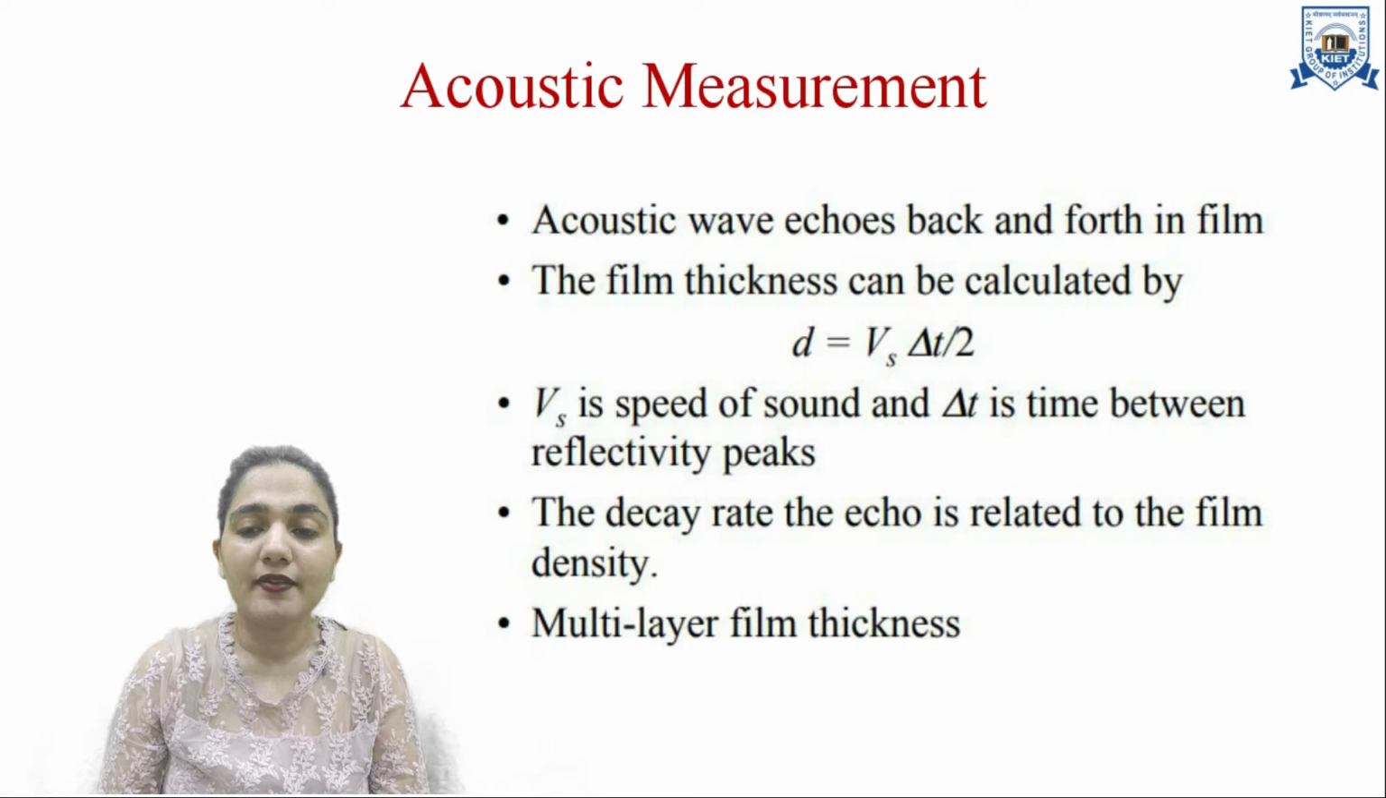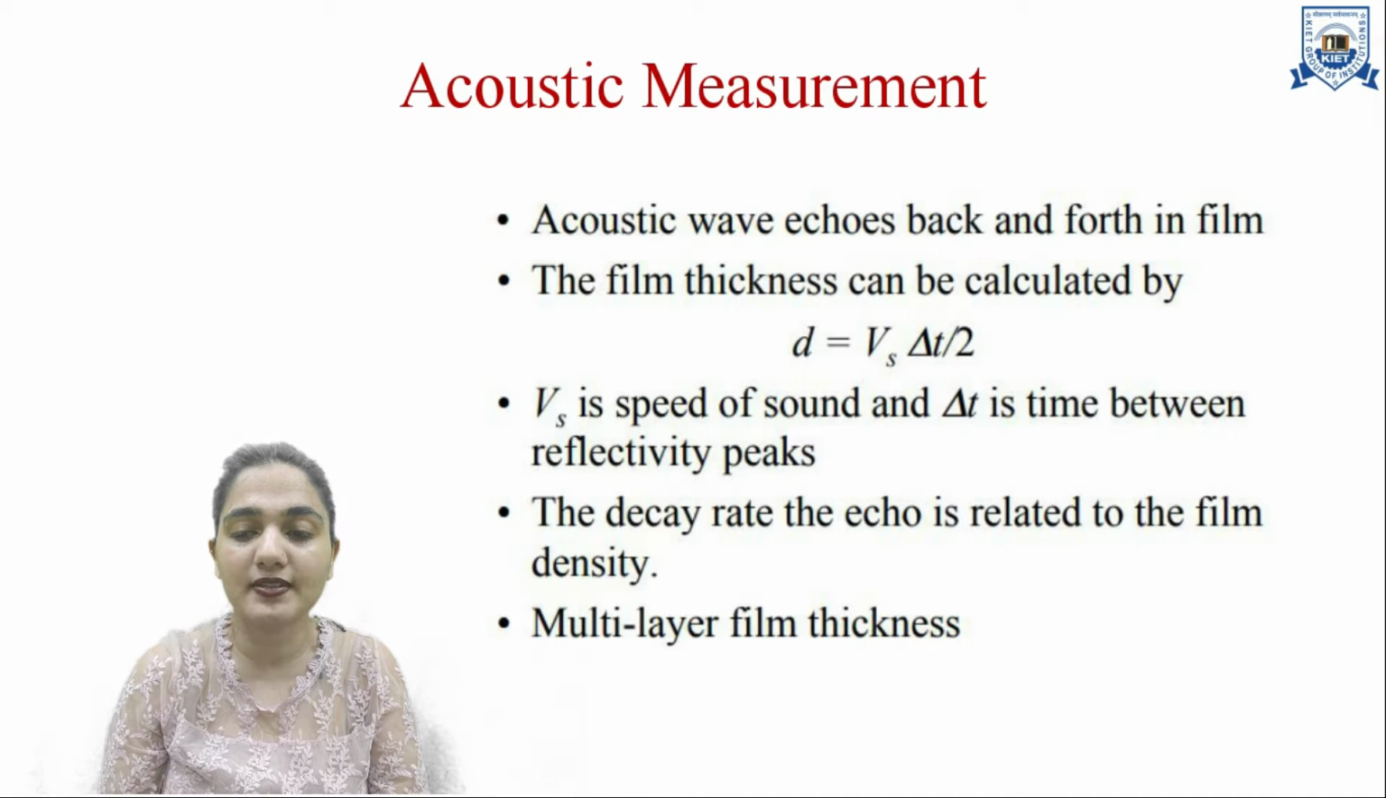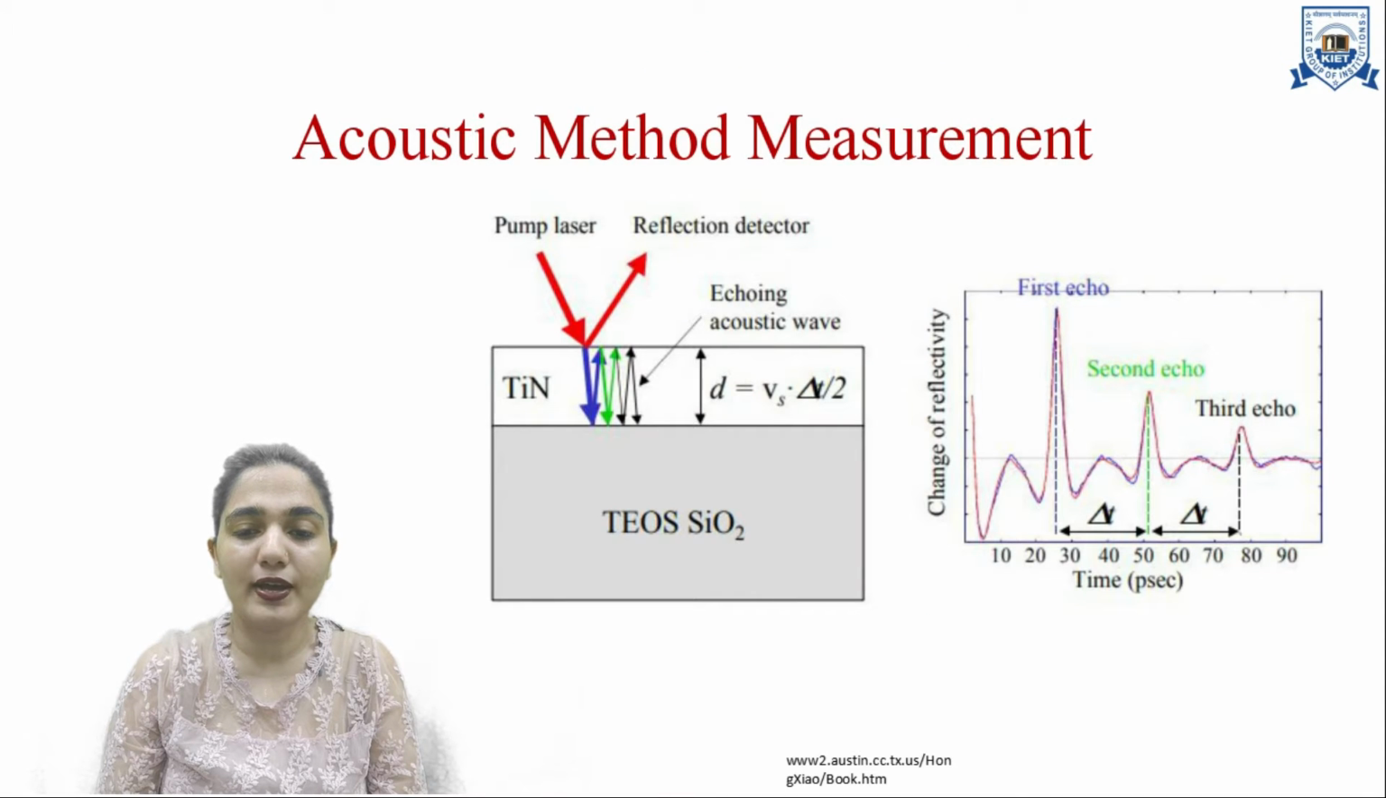The acoustic wave echoes back and forth in the film, and the film thickness can be calculated as follows. D is the thin film thickness, and D is equal to Vs delta T by 2, where Vs is the speed of sound and delta T is the time between reflectivity peaks. The decay rate of the echo is related to the film density. Multi-layer film thickness can also be measured. So here is the schematic diagram which shows the acoustic method of measurement.